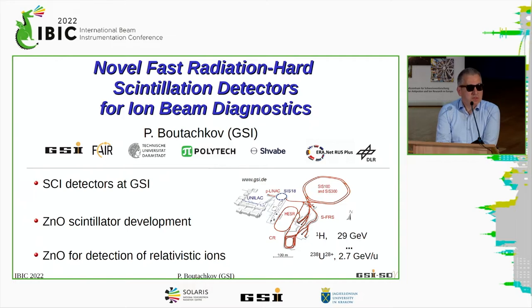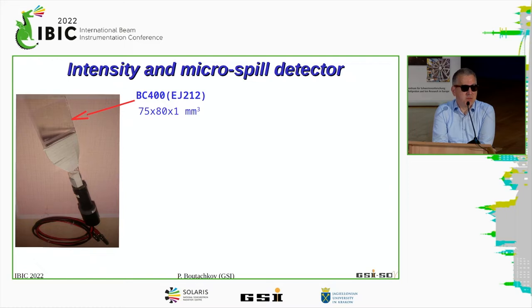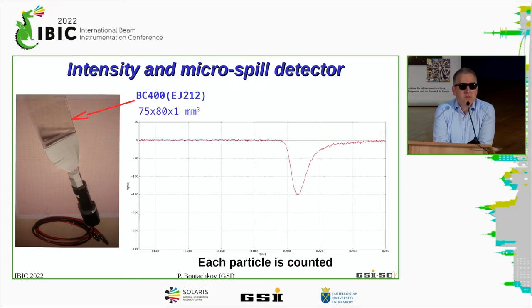The way we use scintillators is we take a large piece of plastic scintillator, something like 70 by 70 millimeters, put it into the beam, and look at the light from individual ions hitting the scintillator. Why do we do this? Well, the signal is extremely clean. You see an example of the signal here. So it's extremely easy to differentiate, and we can count individual ions.